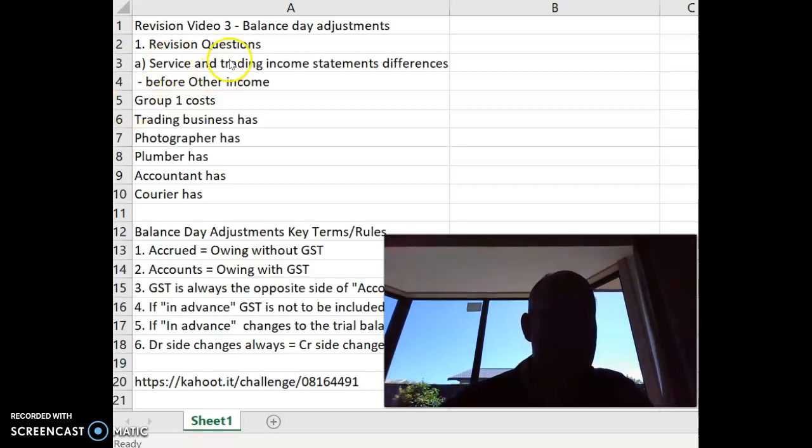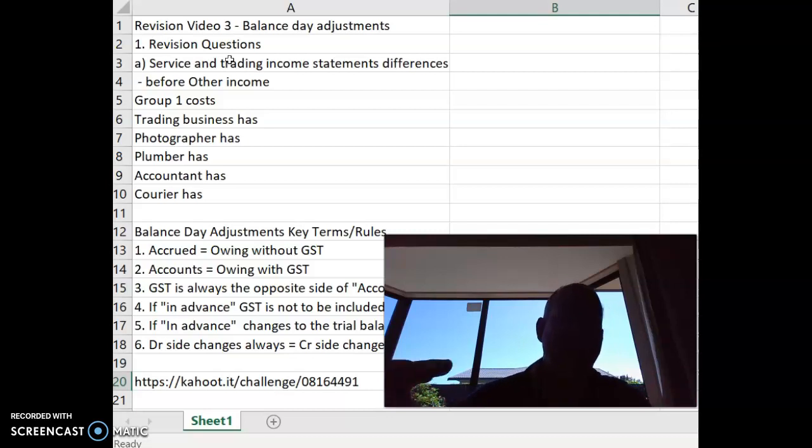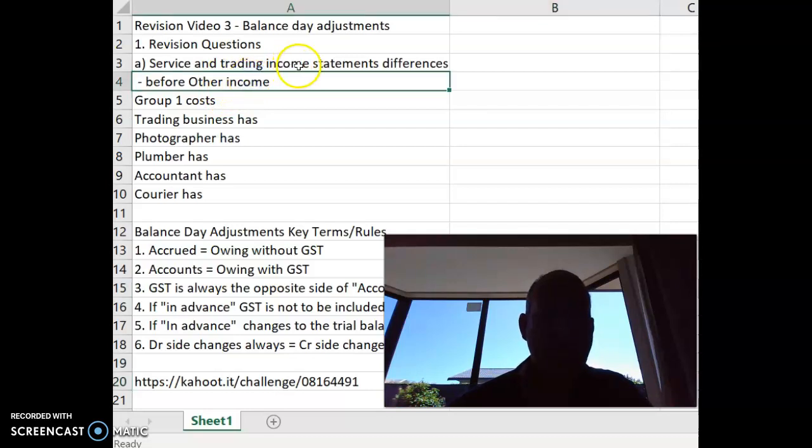Firstly, we're going to look at the service and trading income statements, the differences between them. So just some questions for you. Shout out the answer, because the only one who'll hear you is anyone in your room. So the first one is before the income in the income statement for trading and service businesses, what's the difference between a trading and service company in the income statement? Shout out the answer.